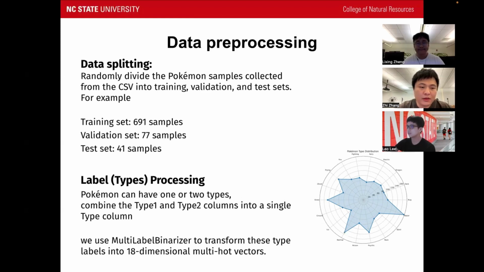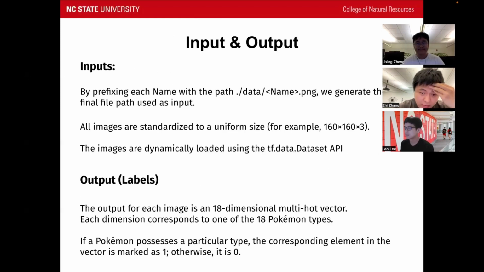So in conclusion, for the input, we have files following their pattern with their particular image paths, and all images were resized into the same size and loaded. For the output, we want to predict the 18-dimension multi-hot vector to demonstrate which type each Pokemon belongs to. For example, if you can see here, the one marks that it belongs to the dark type, and zero means it does not.